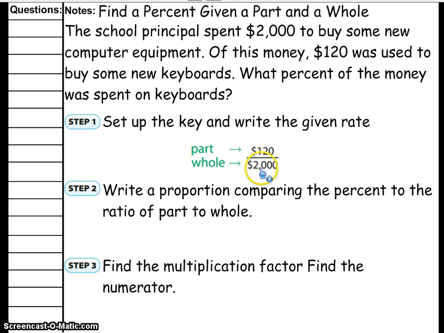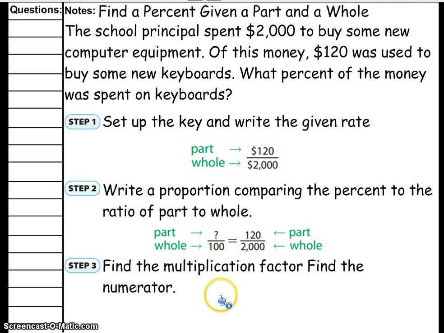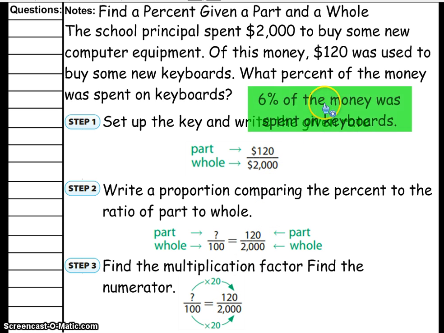Well, our whole is $2,000. Our part is 120. We write our proportion comparing the percent to the ratio of part to whole. So we have our whole and our part, and now we need to set it up to figure out the percent. Well, again, when you're figuring out a percent, the whole is always 100. Now we just have to figure out the part. So we have to find what times 100 gives us 2,000, which is 20. So what can we multiply by 20 to get 120? So our answer is 6. So 6% of the money was spent on keyboards.